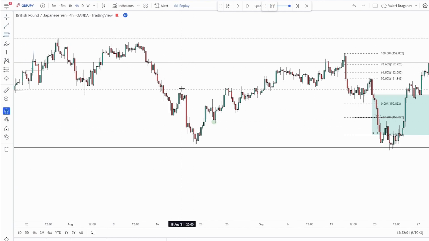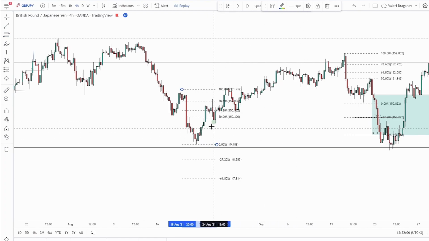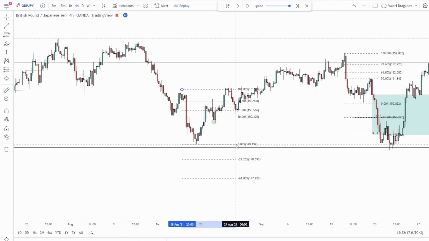We again apply Fibonacci from the beginning to the end of the impulse wave. And we can see here the correction started to form and it reaches the 61.8. Let me extend it here to see clearly. Okay. The price reaches the 61.8 level, but we don't have a formation of candles or an engulfing candle or a pin bar to tell us where our entry should be.